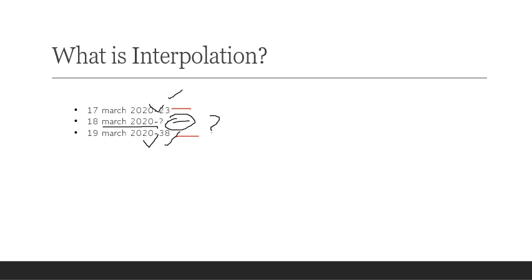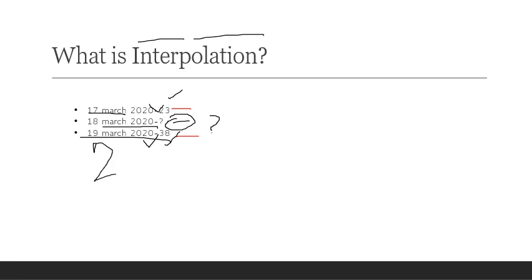Anything which is coming in between is known as inter, and when you're calculating the data it is known as polation. So together, the data you calculate for the 18th of March 2020, that answer is known as interpolation. Basically you are trying to find out the data which is lying in between the values.